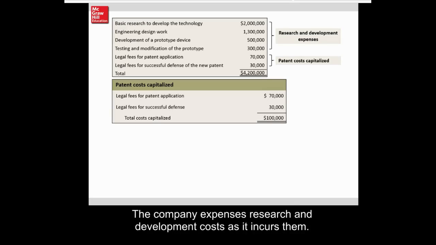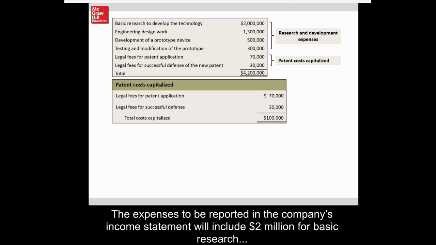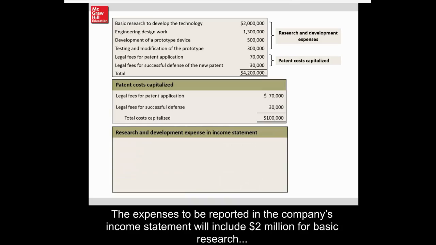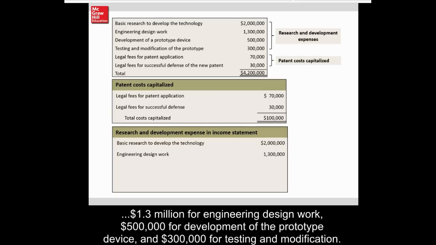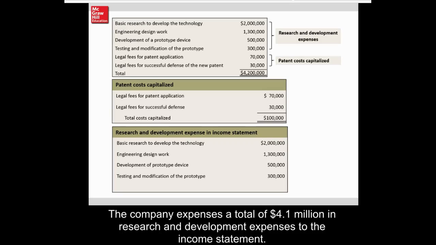The company expenses research and development costs as it incurs them. The expenses to be reported in the company's income statement will include $2 million for basic research, $1.3 million for engineering design work, $500,000 for development of the prototype device, and $300,000 for testing and modification. The company expenses a total of $4.1 million in research and development expenses to the income statement.